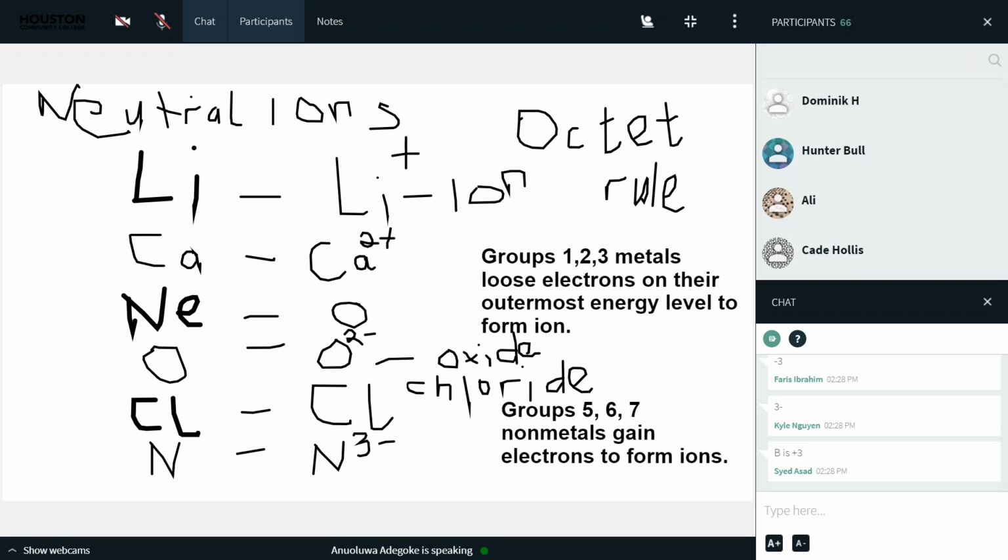And this one is called nitride. So you can see that for non-metals, we drop their last syllable and change it to -ide, and for metals, we just leave it alone. So for example, this is lithium ion, this is calcium ion.